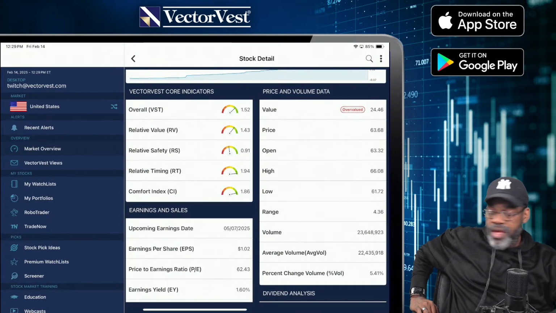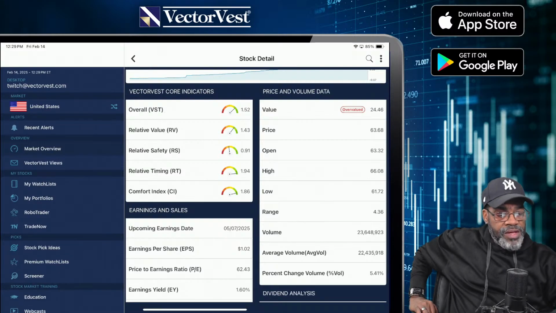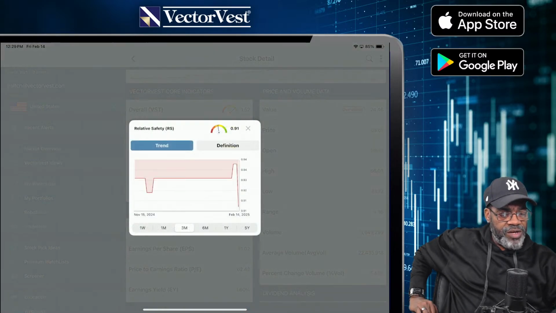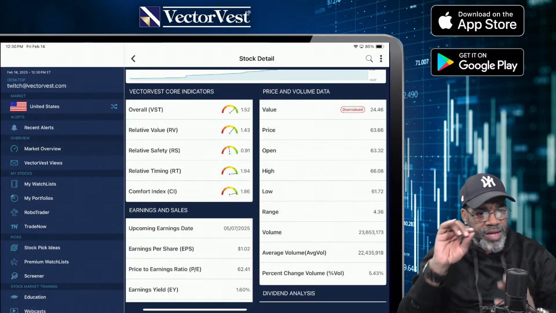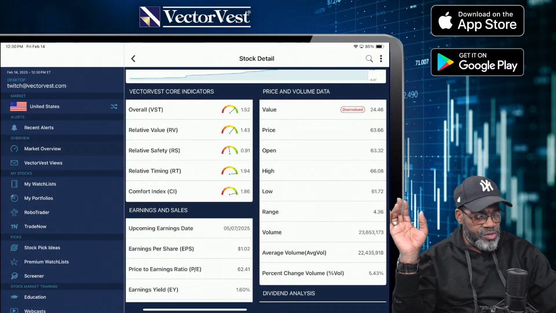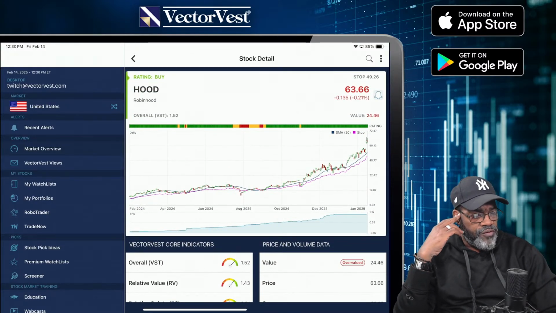Fundamentally, RV is above 1. The stock's got good upside potential. The safety is not there. It's willing to give up a little safety. This is more of an aggressive play. From a fundamental standpoint, it's more of an aggressive play, but from a technical standpoint, stock's price is moving.